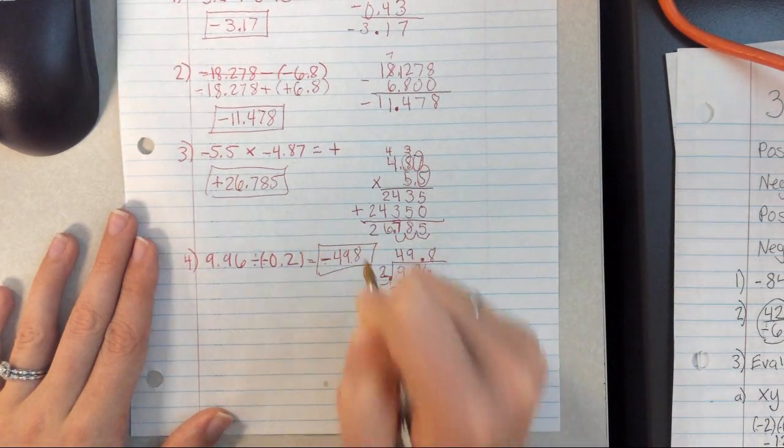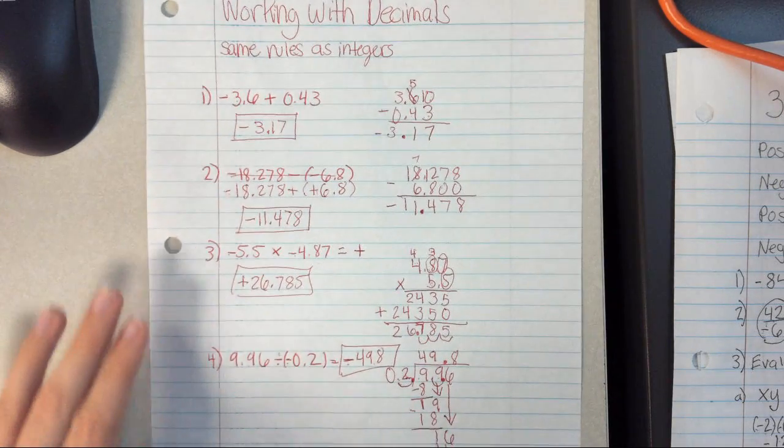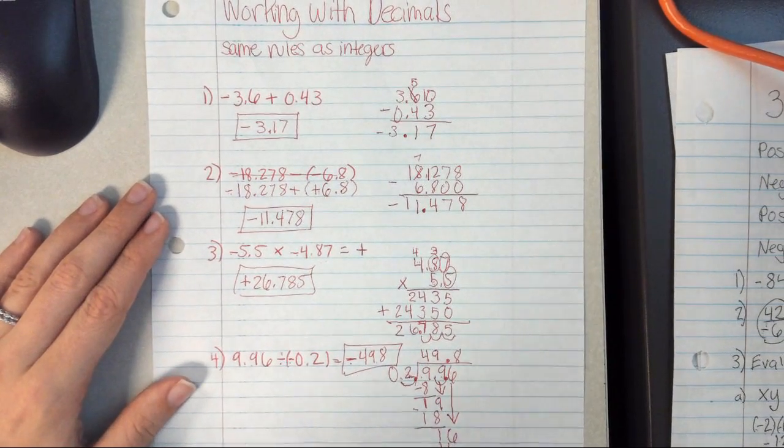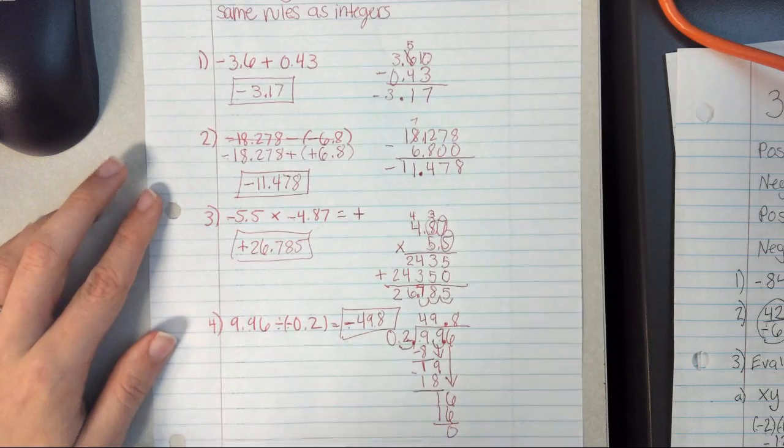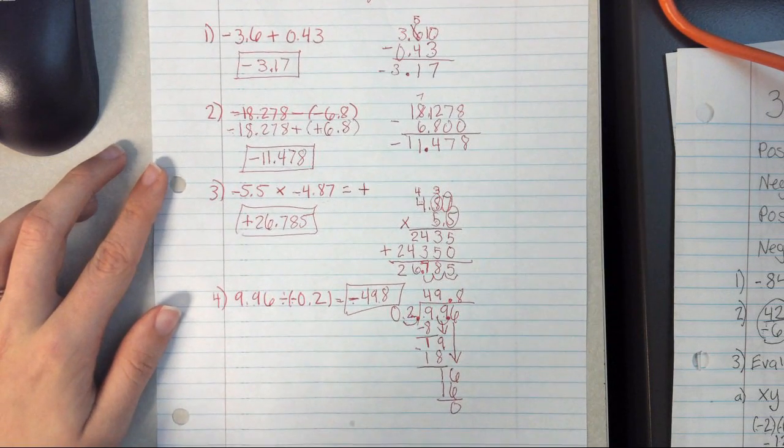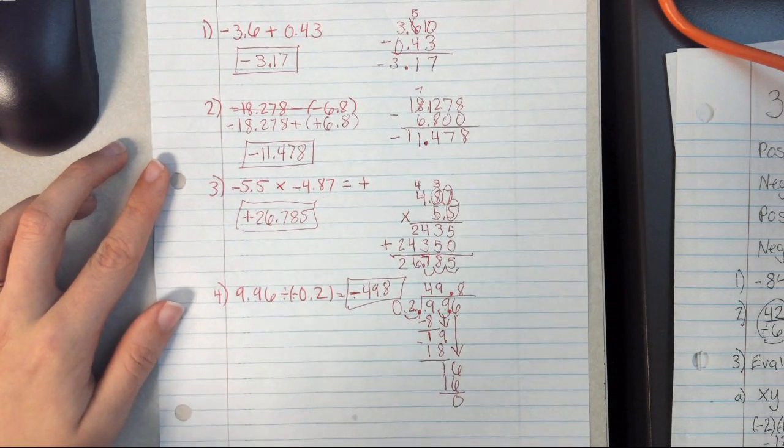49.8. A lot of people struggle with decimals, especially when we have positive and negative and we have all 4 operations. So if you have any more questions on these, please come in and talk to me about them.